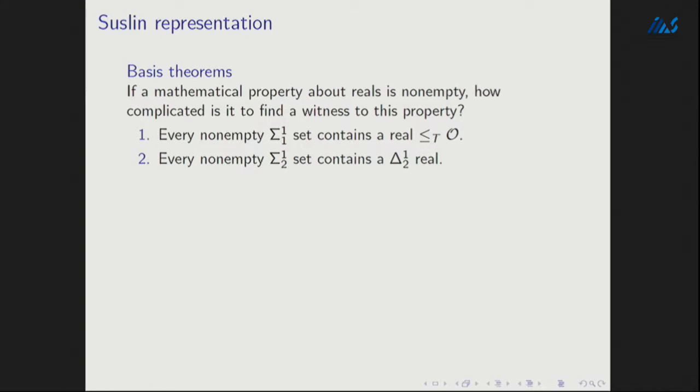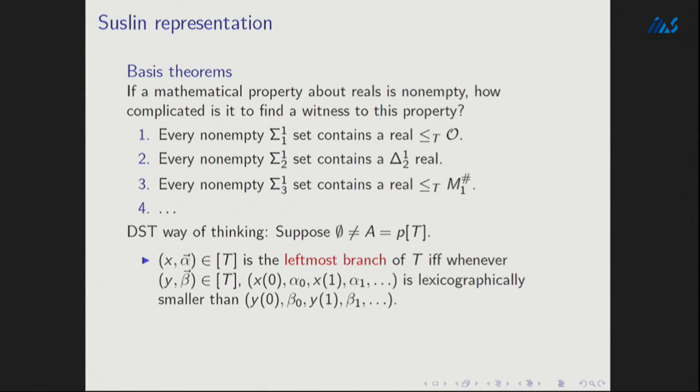And similarly, if a sigma 1,2 property about reals has a witness, there must be a witness whose complexity is delta 1,2 as a subset of omega. And from inner model theory, we get the basis theorem for sigma 1,3 sets, assuming large cardinals. So every non-empty sigma 1,3 set has a member recursive in this mouse called M1 sharp. And so forth. So sigma 1,4 will have a basis of delta 1,4, and so forth.